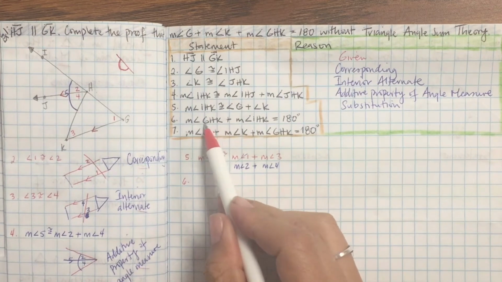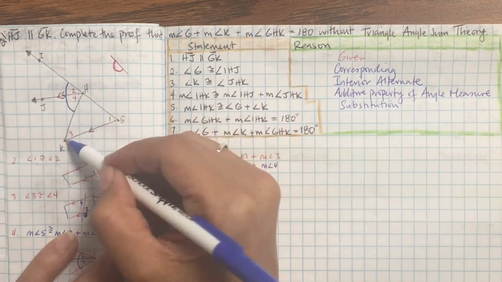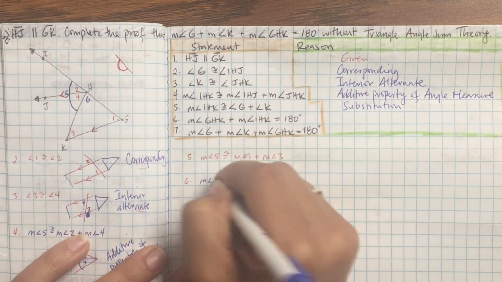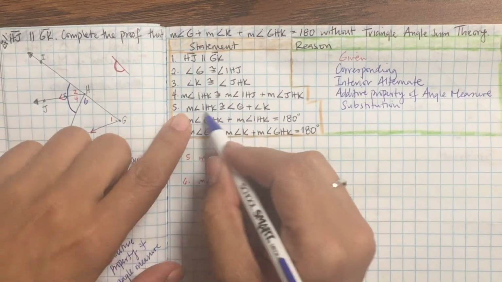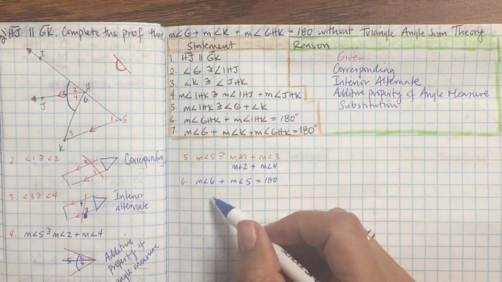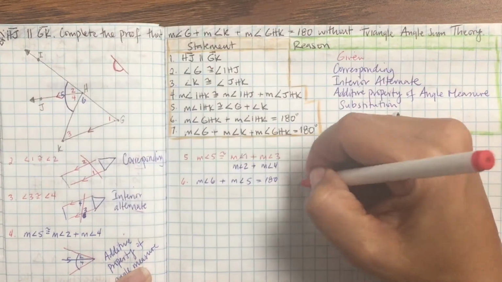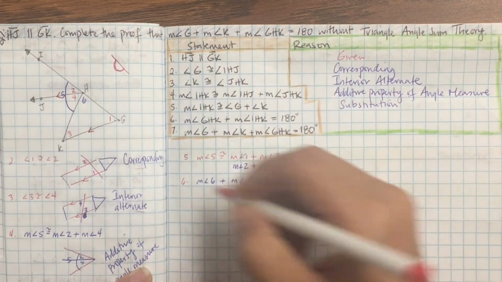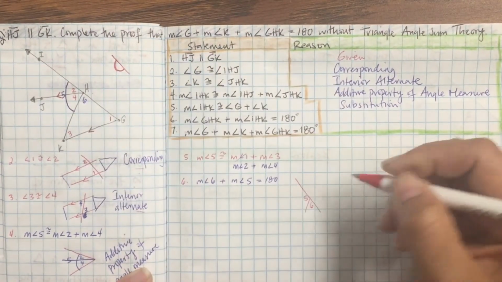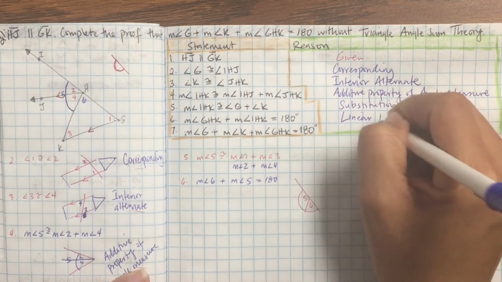Alright, GHK, which is angle, let's call that angle 6. We need to make that one up. GHK, angle 6, plus IHK, which is the one above we just did, angle 5, equals 180. Why? So I'm going to draw out what it is. So 6 is right there, and then 5 is that whole thing. So I'm not going to draw 2 separate lines. Why is that equal to 180? Because that's a linear pair.